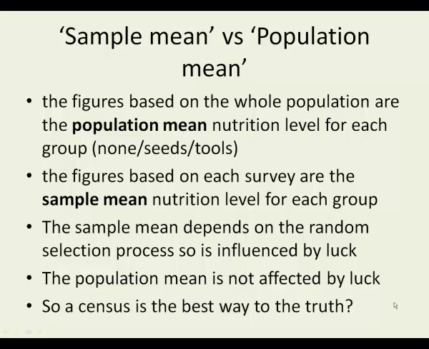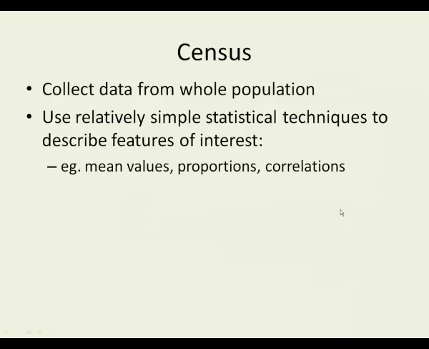So does that not mean the census is the best way to tell the truth? Because there's no variation. Well, let's look at census in more detail. If you do a census, that means you have to collect data from the whole population. Then you can use relatively simple statistical techniques to just describe what you've got. You've got all the data. Remember, now you have all the data in your computer. Some simple stats will give you some descriptions of what the mean values are.